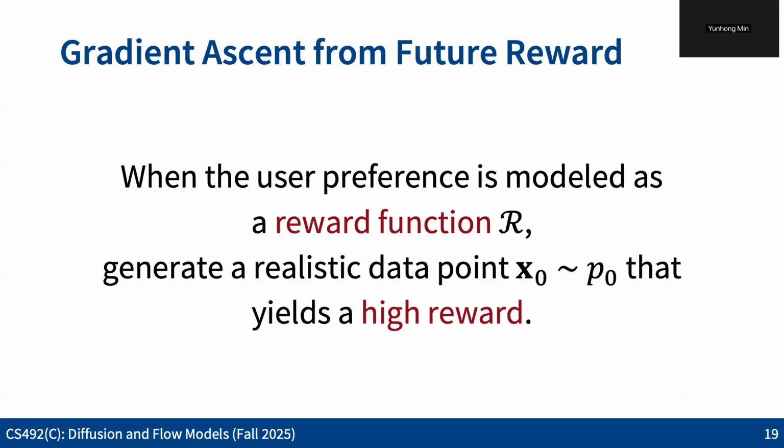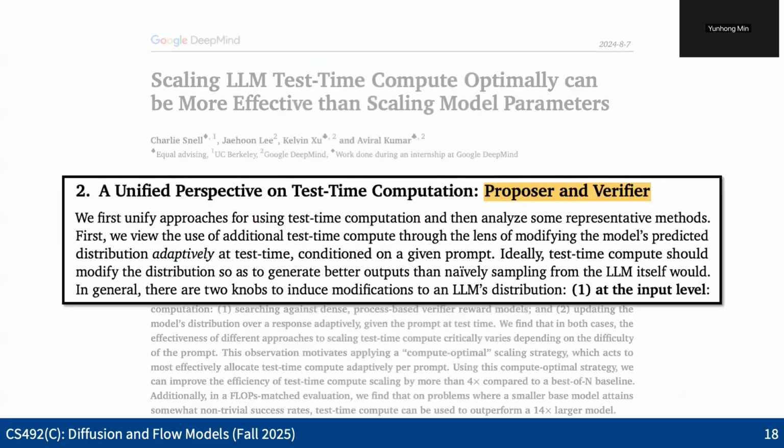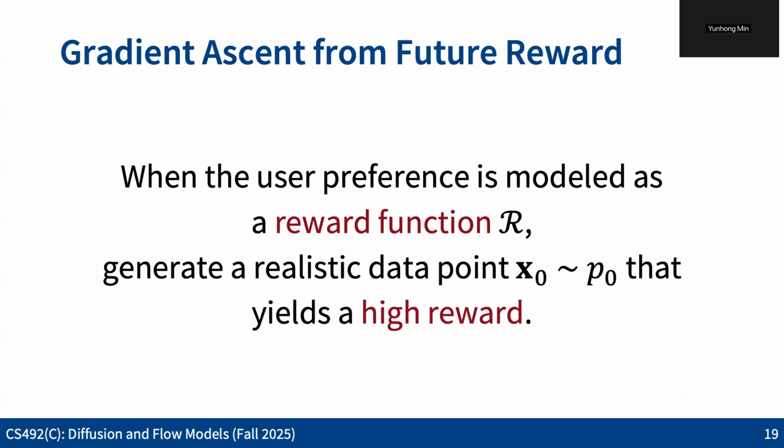And at the very beginning, what I'm going to introduce here is how we can also interpret the idea that we have seen for the DPS case, solving the inverse problem, in the context of having a reward function. So we can interpret this concept of having the proposer and the verifier as having some kind of pre-trained generative model, in our case a diffusion model, and also having some kind of reward function. This reward function is basically giving some guidance about the usual preference.